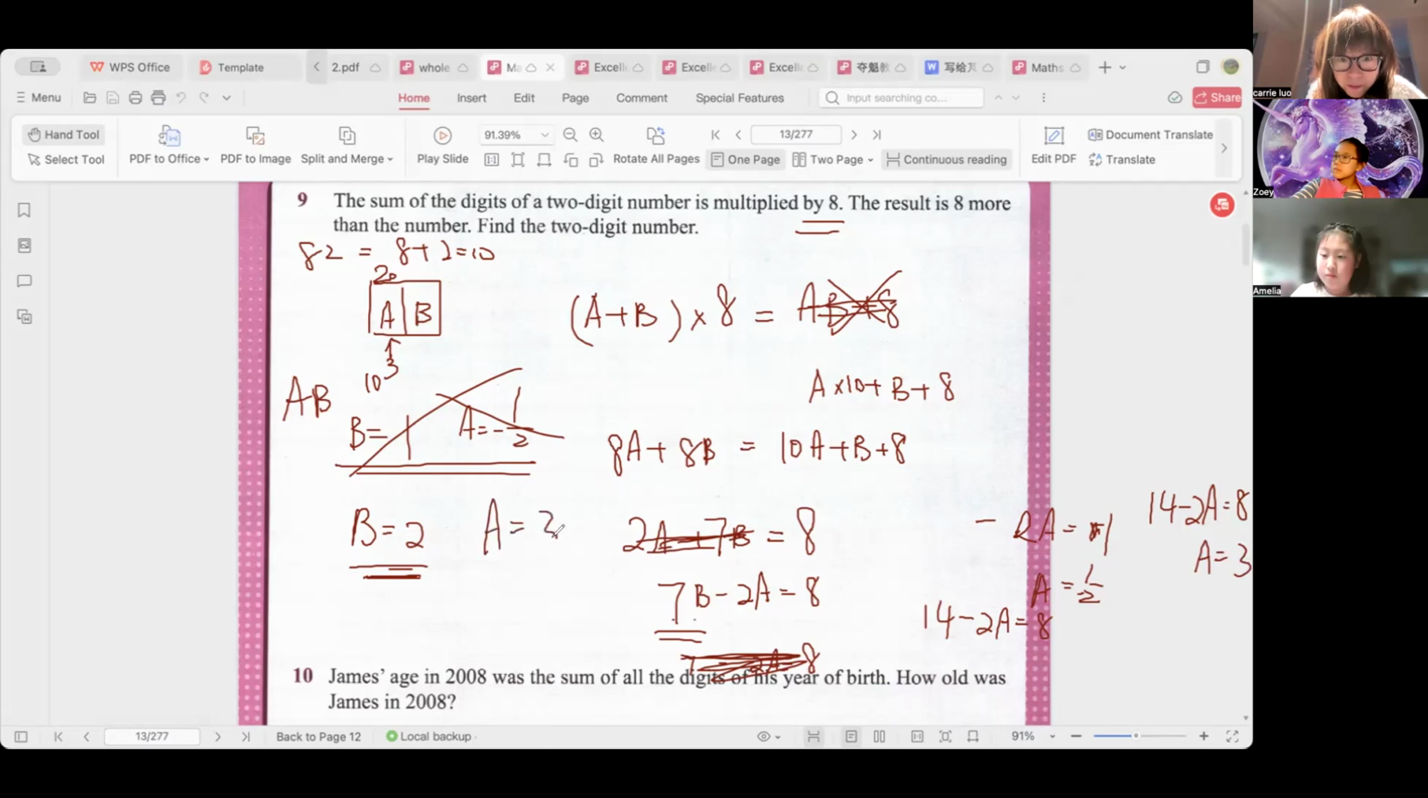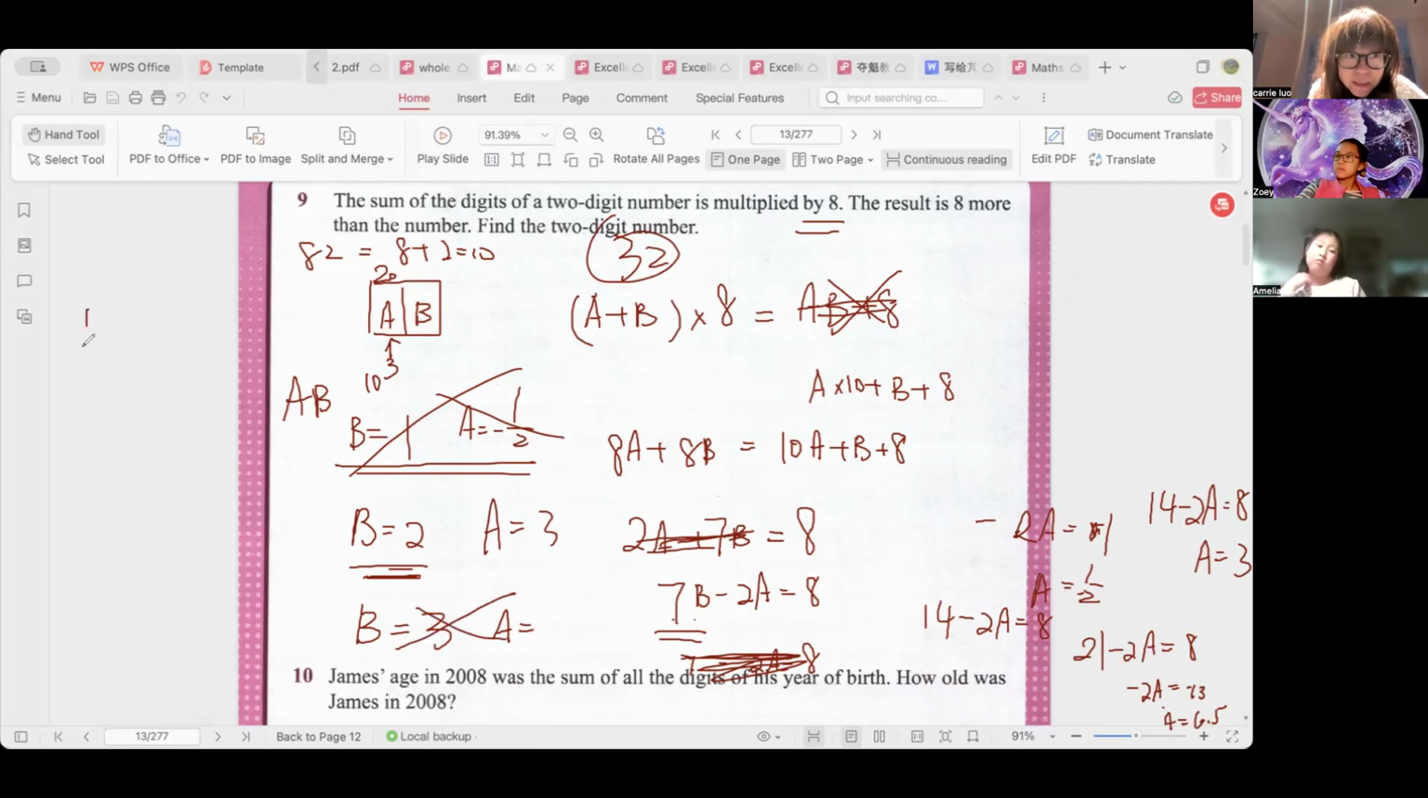So we have this number is 32, but maybe we have another one. Let's see. If B equals 3, is it possible A have a number? So B equals 3, 7B equals 21. 21 minus 2A equals 8. So negative 2A equals negative 13. Is it possible? No, A equals 6.5. A is a whole number, so that's impossible.